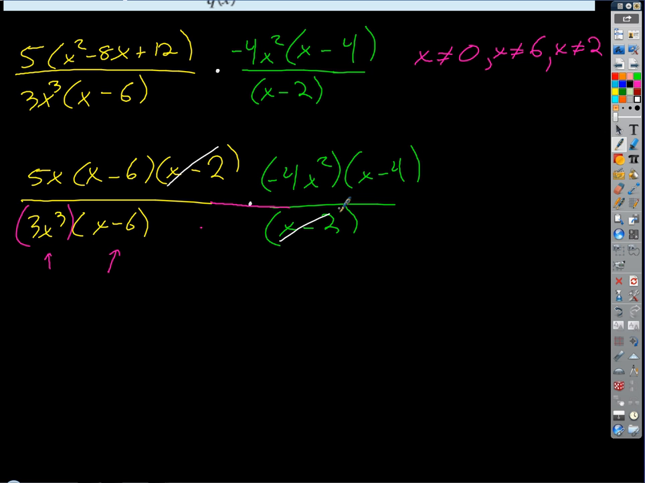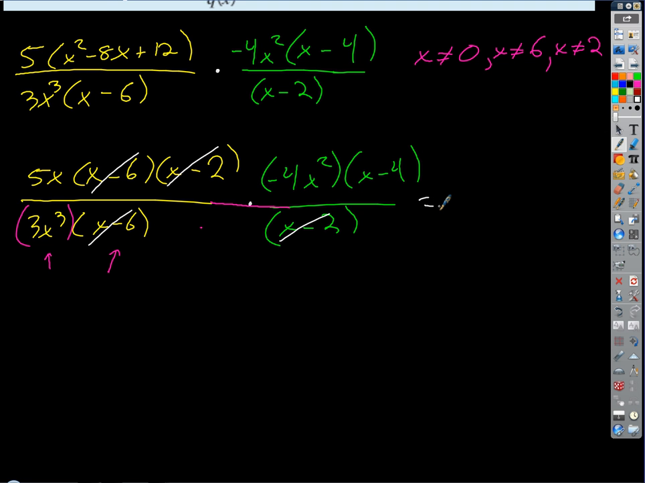x minus 2, right? That goes away. What else? X minus 6. X minus 6 goes away. And then it looks like we can do some more stuff. What about here? I've got a 5x. Let's take a pause there for a second. We've gotten rid of all of those factors, right? So what does that give us?